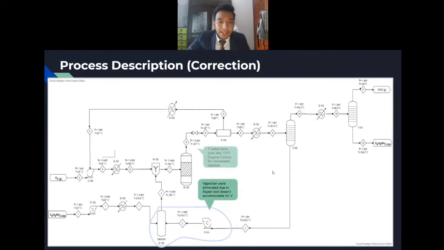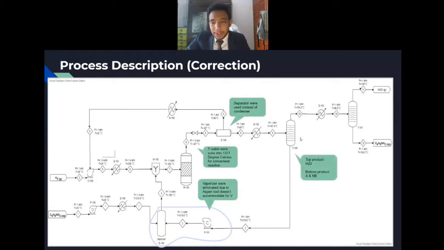Next, the reactor outlet temperature is changed to 1377 degrees Celsius for a convenient reaction. At first, for the old one, we used 4 to 7 degrees Celsius, but for the new one, when we ran it in Aspen HYSYS, it produced 1377 degrees Celsius for a better and convenient reaction. And then at this condenser, we changed to a separator instead of using the condenser.